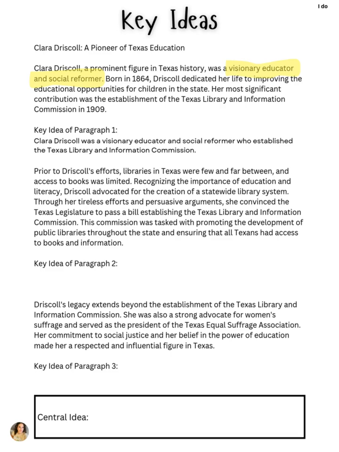Paragraph 2, sentence 1. Prior to Driscoll's efforts, libraries in Texas were few and far between, and access to books was limited.